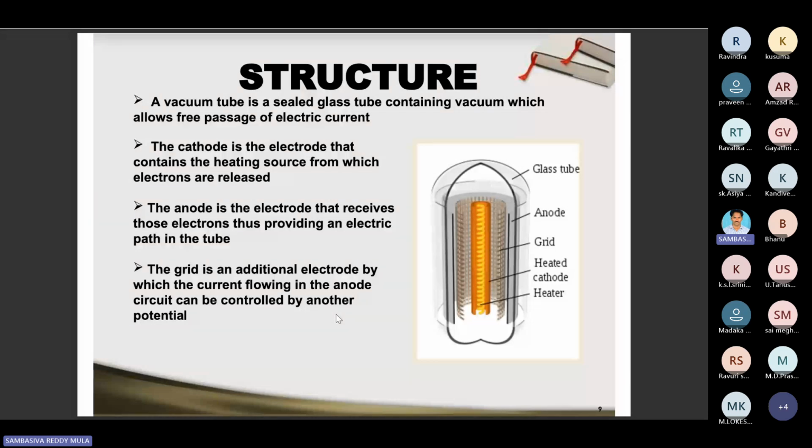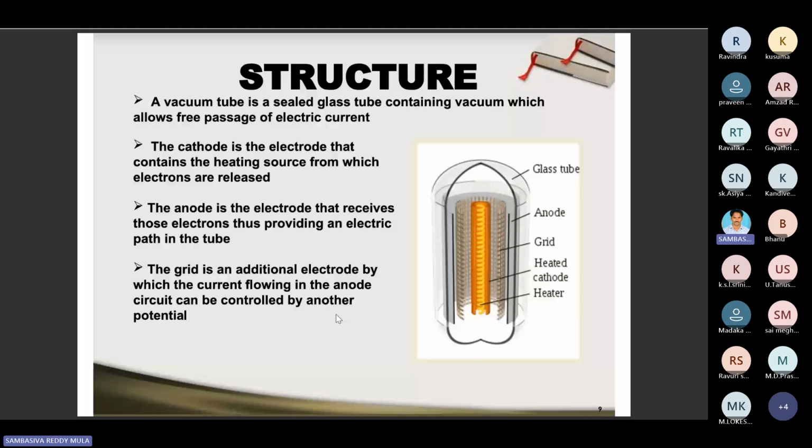If you want only 2 amps of current, the remaining electrons which are generated by the heating up will be absorbed by this grid. Okay, that is a controlling action that will be taken by the help of the grid.